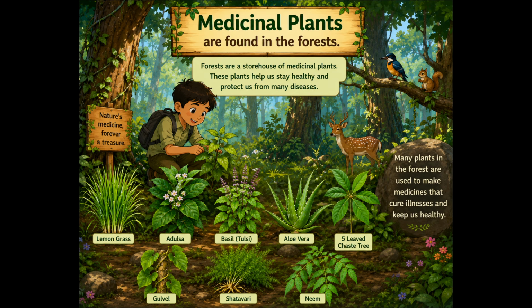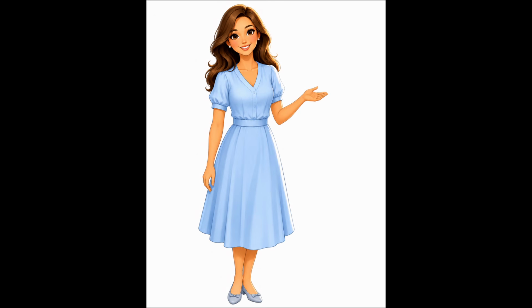Many medicinal plants are found in forests. However, their numbers are decreasing because they are being used for medicines on a large scale. Therefore, there is a need to cultivate these plants. The government provides help for the cultivation of these medicinal plants.